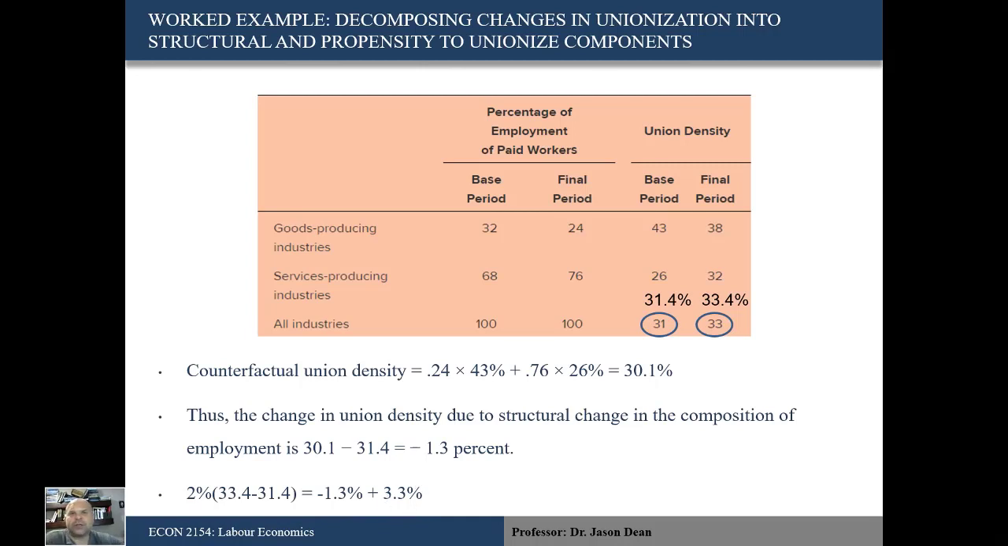So the overall change of 2% can be decomposed into two terms. The first is related to the structural changes in terms of employment or composition of employment. That was the negative 1.3%. And the second term related to changes in the propensity to unionize, which is 3.3%.